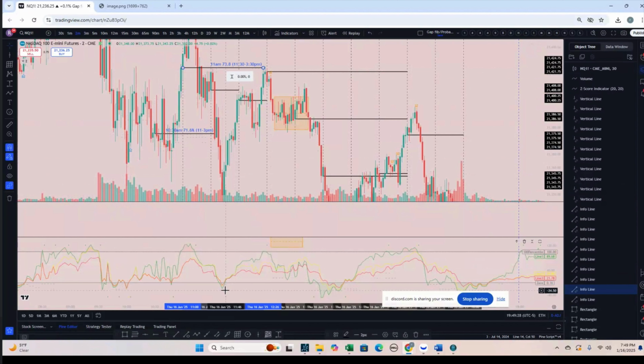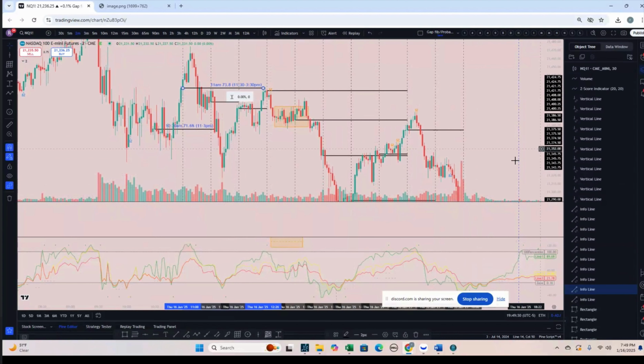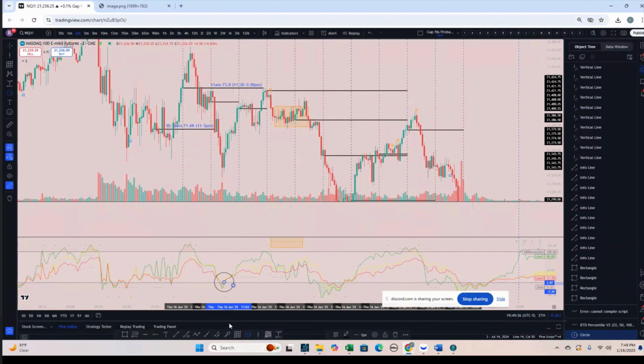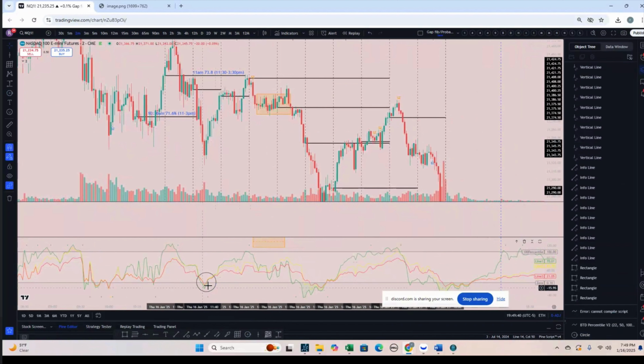Let me zoom in a little bit. Let me circle here. What do you notice here? We go from the bottom. The green crosses over, right? Oh, okay. I see where you're talking about. Yeah, the green crosses over, goes down.